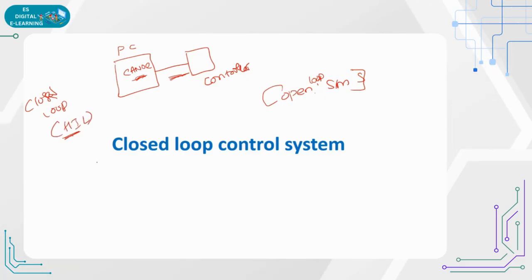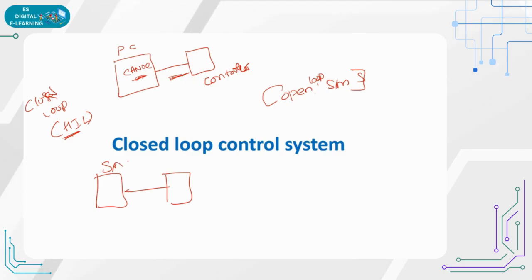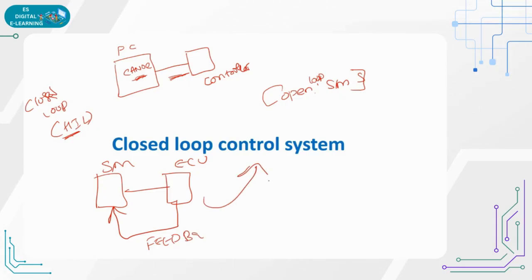So what does it mean? The system PC will be there and the controller will be there, and there will be a feedback. This feedback is what makes it a closed loop system. Is it clear for you?